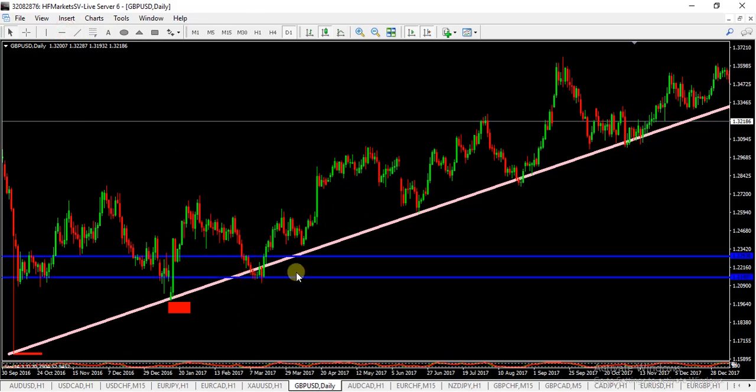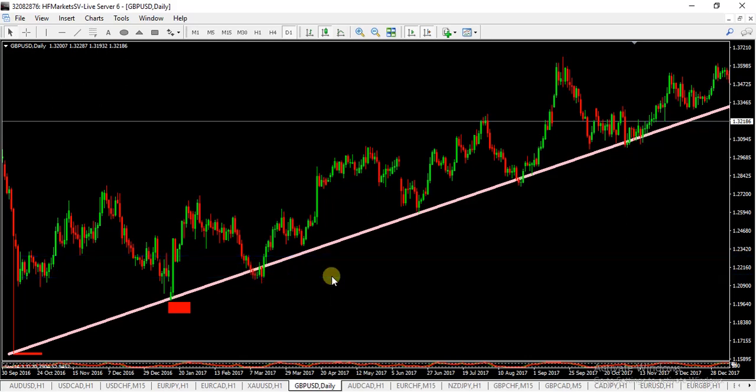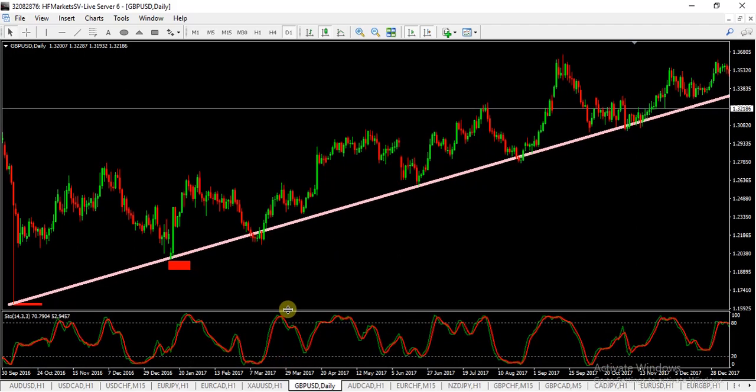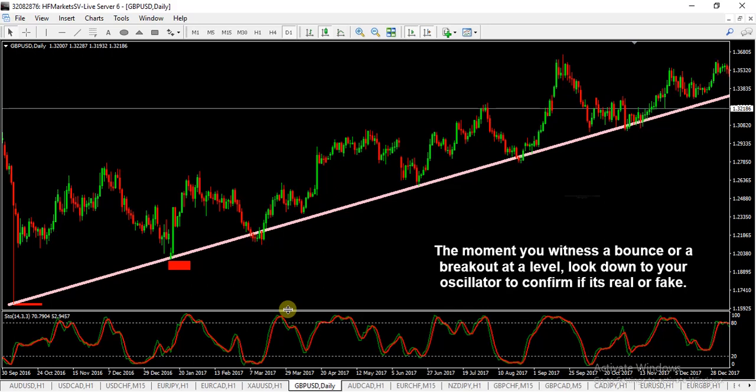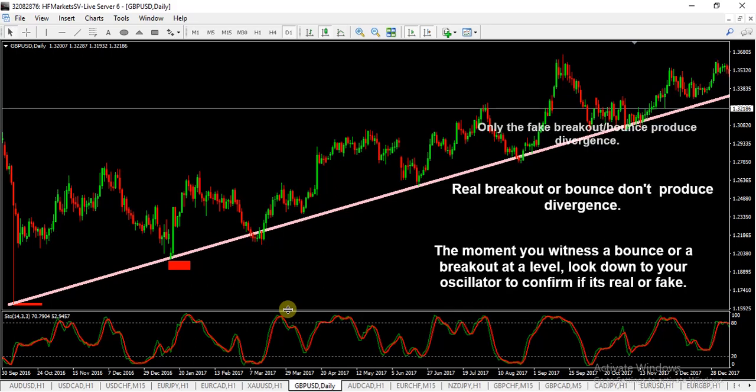So each time you witness a bounce on a level like this, guys, go back inside of the oscillator and compare likes for likes. Are they doing the same thing? I kept repeating this in all my videos. Anytime we get a sudden breakout in the price, go down to your oscillator. Is that breakout real or fake? For a real breakout, there will be no divergence. For a fake breakout, there is divergence present.